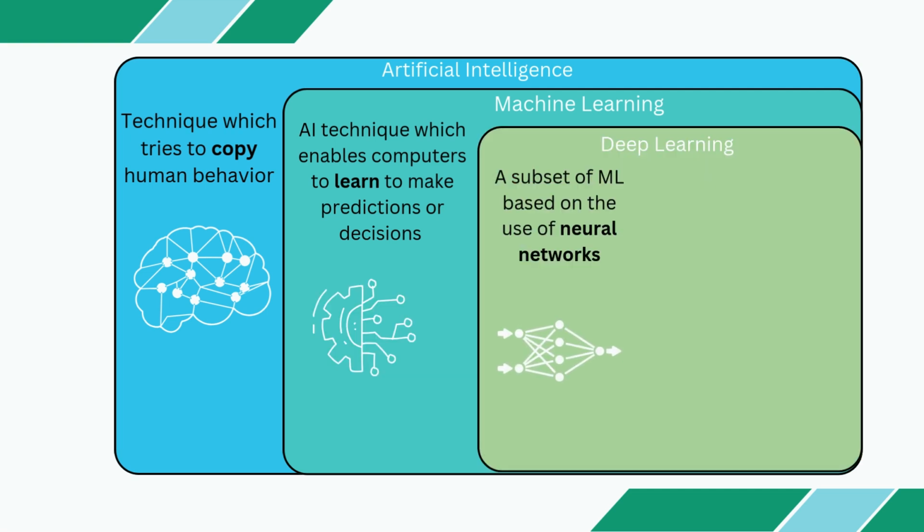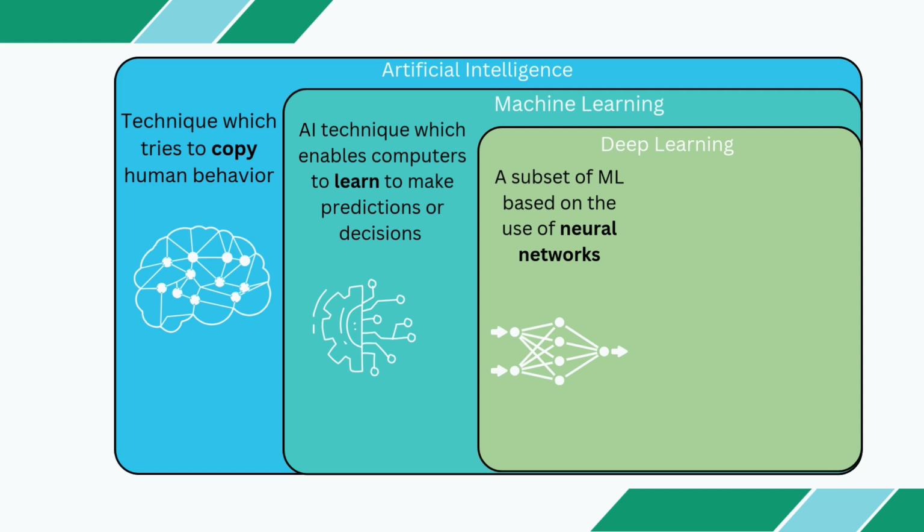Moving to the next term, which is deep learning. Deep learning is a specific subset of machine learning that focuses on networks with many layers, also known as neural networks. It is inspired by the human mind, which has millions of neurons. These neural networks are designed to learn complex patterns from data.